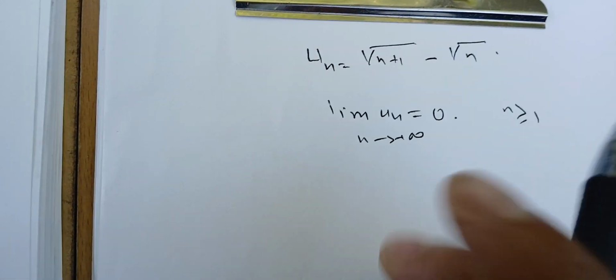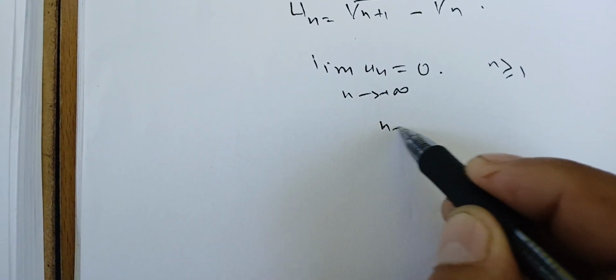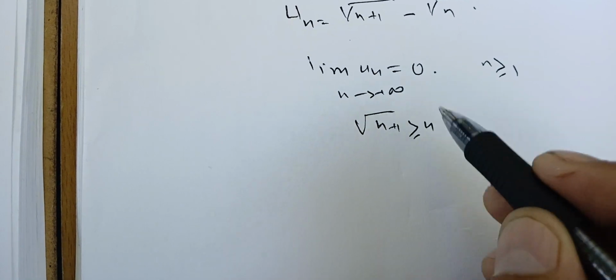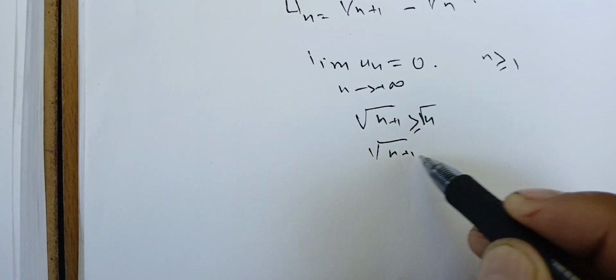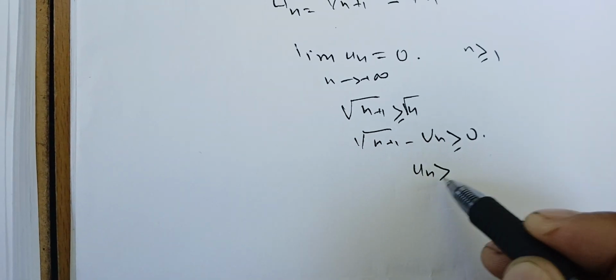So we know that n plus 1 is bigger than n. So when we take the square root of both sides, we're going to have the square root of n plus 1 minus the square root of n bigger than 0. That means that u_n is bigger than 0. So that means it's always positive.